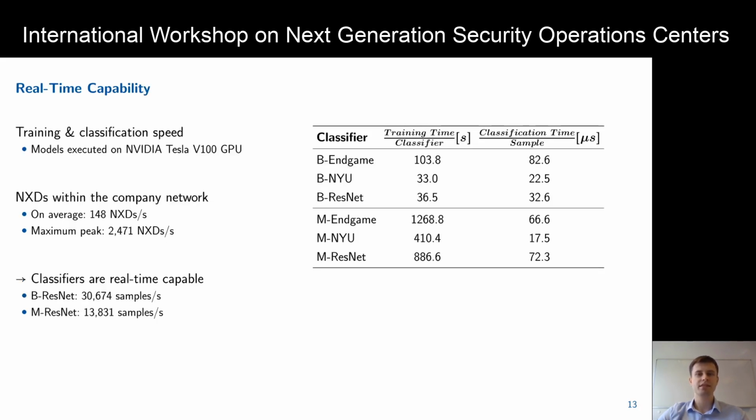Lastly, we evaluated the training and classification speed of the classifiers. In the table you can see the training time per classifier and the required classification time per sample for both DGA classification tasks. In order to assess the real-time capability, we measured the average and the maximum peak of the NXTs generated in the company network. When performing simple calculations, it can be seen that all classifiers, including our newly proposed ResNet-based classifiers, are real-time capable.